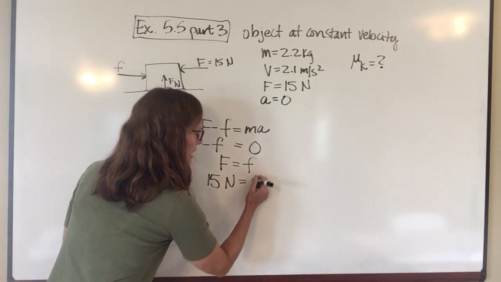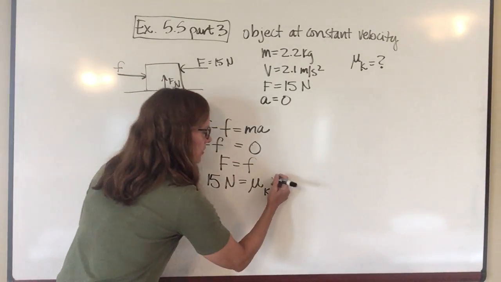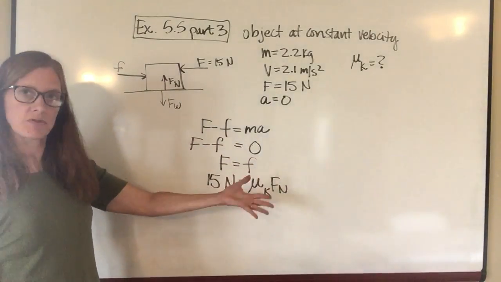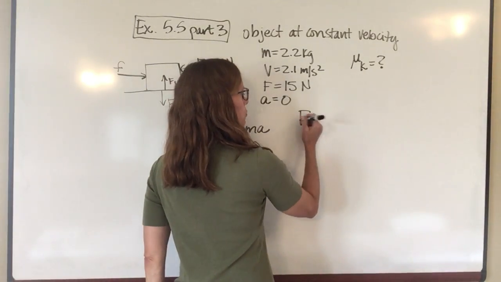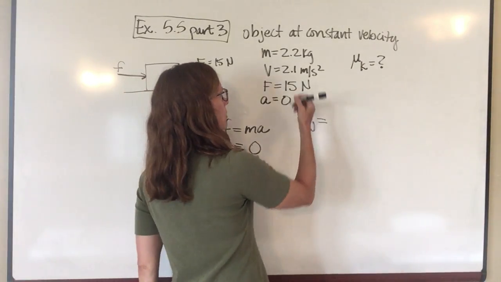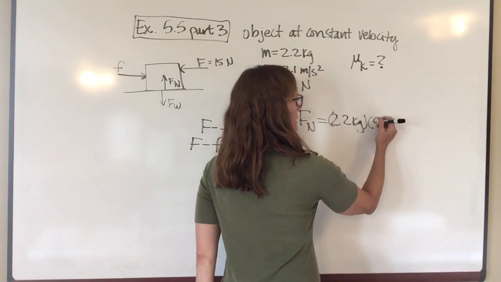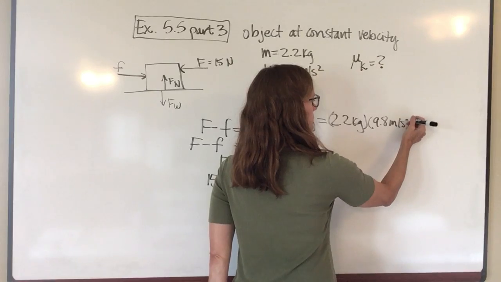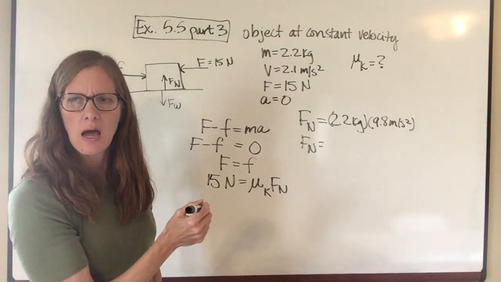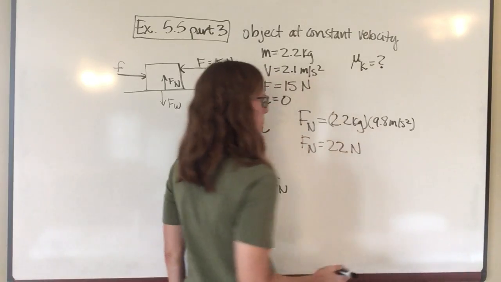Well, the frictional force, because it's already moving, is going to be the coefficient of kinetic friction times the normal force. Well, here I am again with the normal force. I'm going to have to figure out what that normal force is. The normal force is going to be the same as the weight, which is the mass times the gravity. So if the mass is 2.2 kilograms, and the acceleration due to gravity is 9.8 meters per second squared, that means that my normal force is going to be equal to 22 newtons.